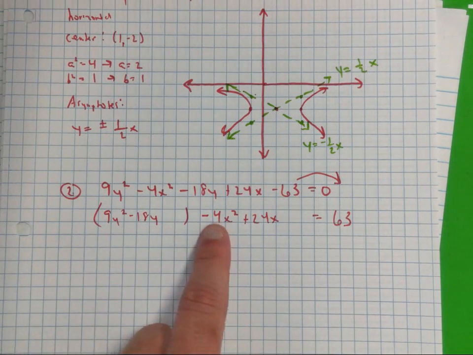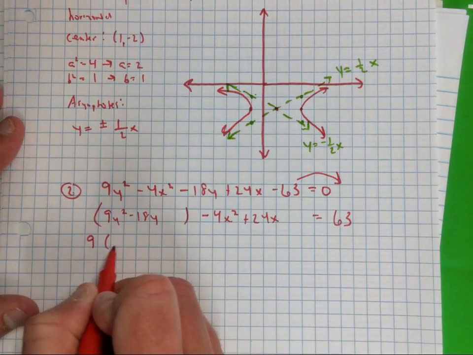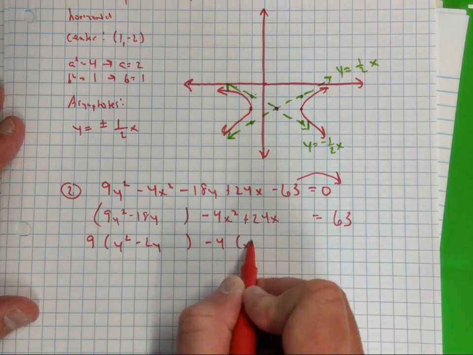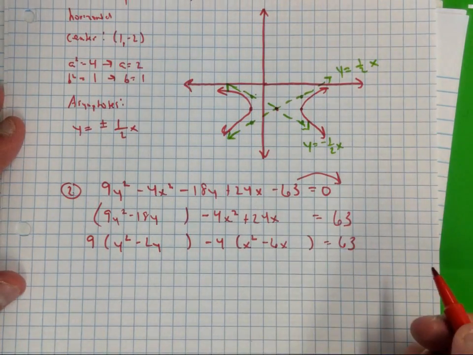Make sure everything looks okay. Alright, now, here I can factor out a 9, that leaves me a y squared minus 2y. Here I can take a negative 4 out, that leaves me an x squared minus 6x equals 63.